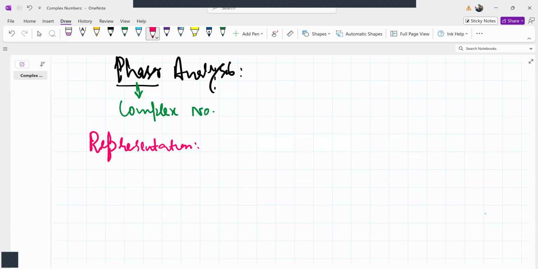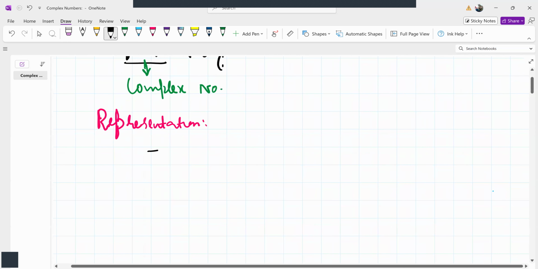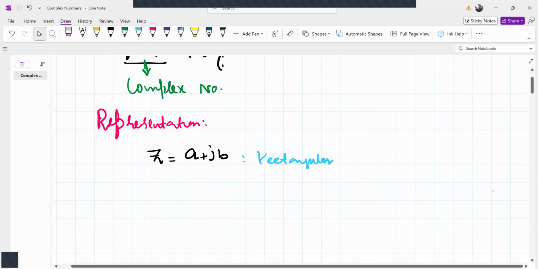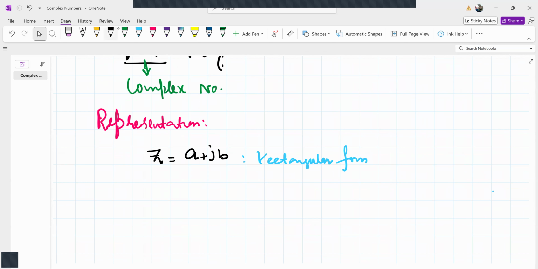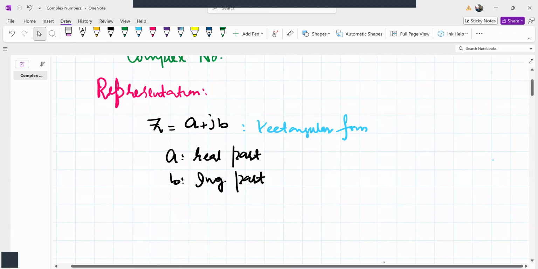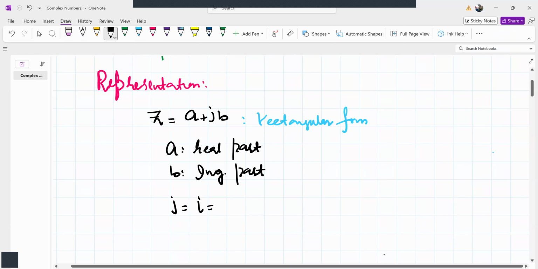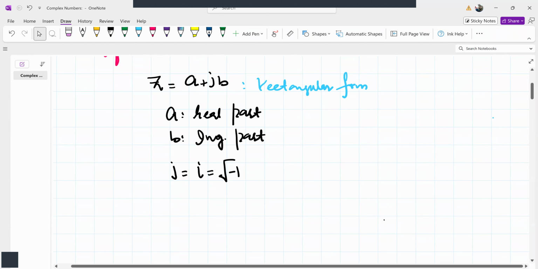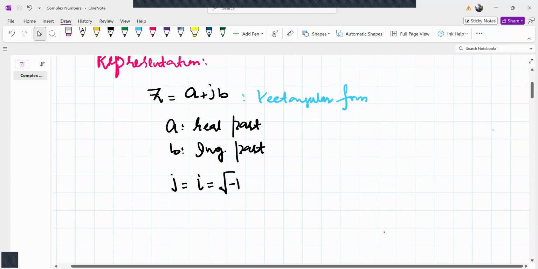The first representation of this complex number is called the rectangular form, and in rectangular form we write the complex number as a plus j b. So this is called the rectangular form of this complex number, where a is called the real part of this complex number and b is called the imaginary part of this complex number, and j, which is the same as iota in mathematics class, is given by under root of minus 1.